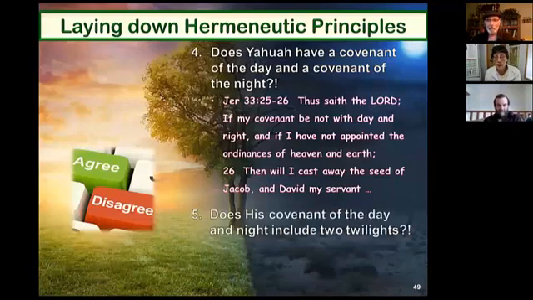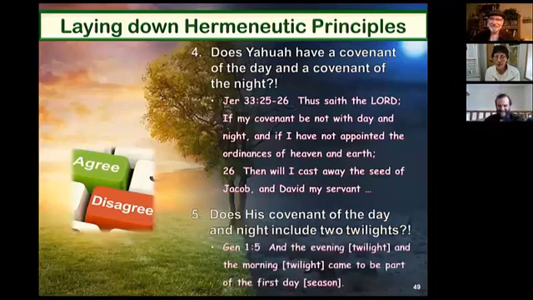Question number 5. Does his covenant of the day and the night include 2 twilights? Do you agree or disagree? We agree. You better agree, because Genesis 1:5 says, and the evening, which is twilight, and the morning, which is twilight, came to be part of the first day season. So there's a covenant of the day and the night.